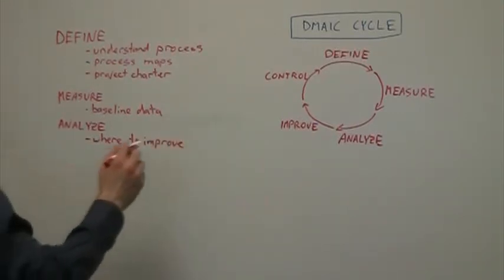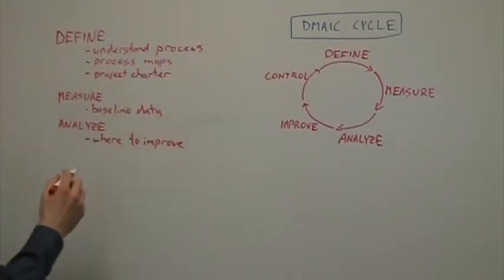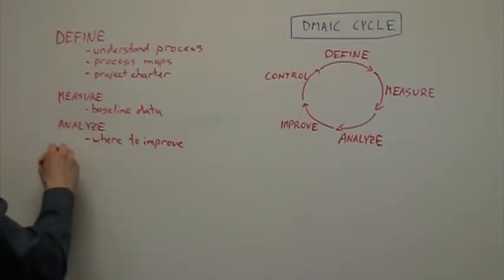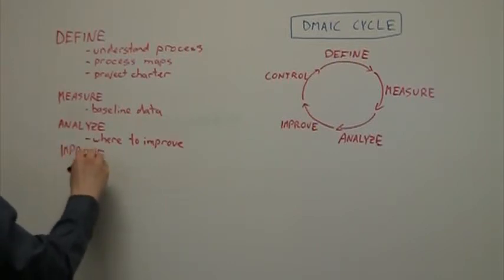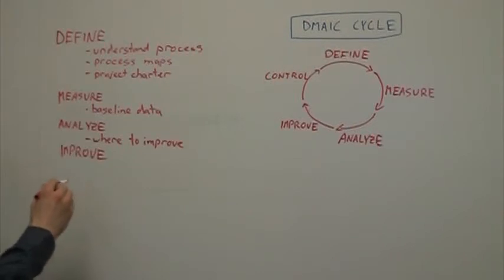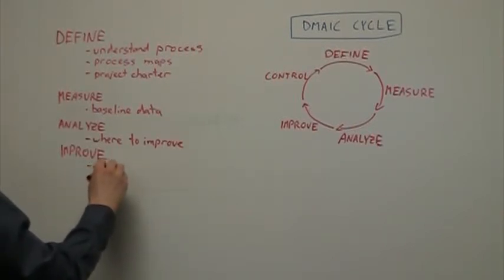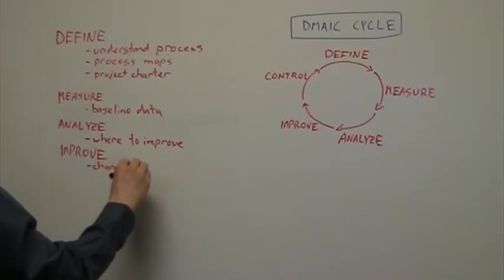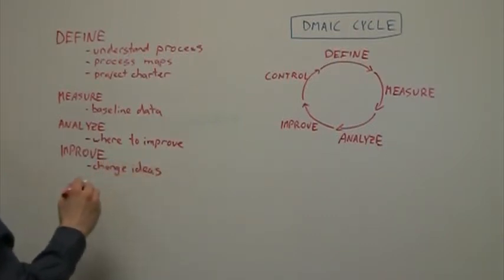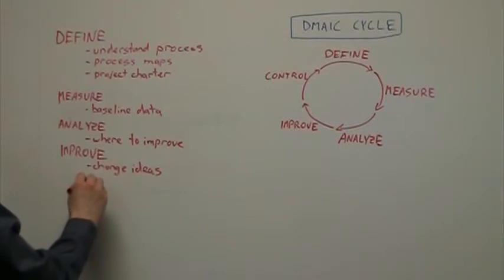The first 3 phases take the longest and may require moving back and forth between the phases as the problem becomes properly defined and measured. Then we arrive at the improve stage. This is the exciting part. The team starts developing change ideas, and they start implementing these changes.